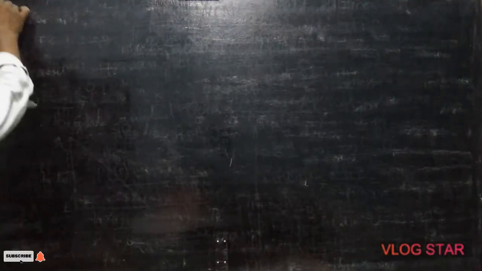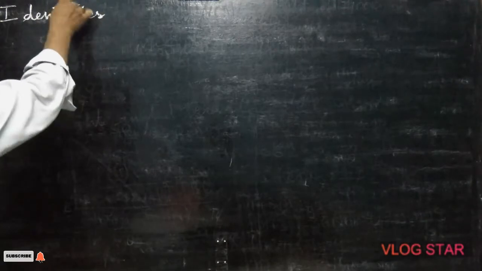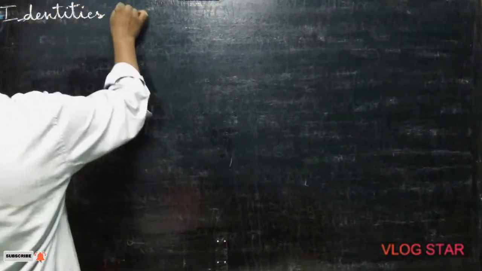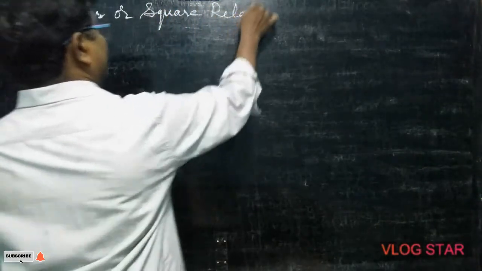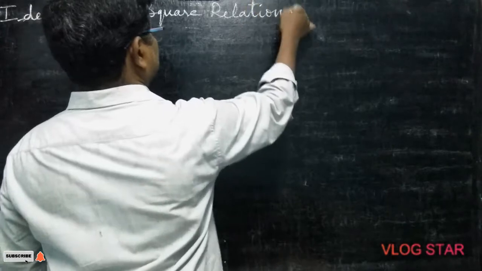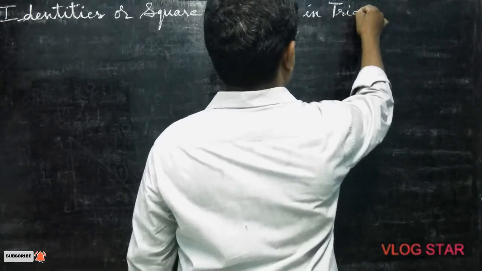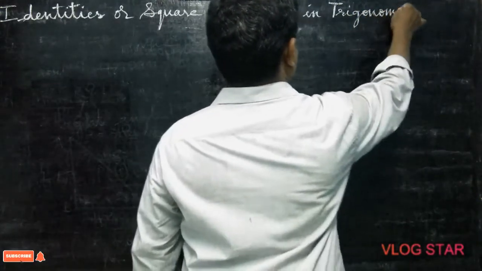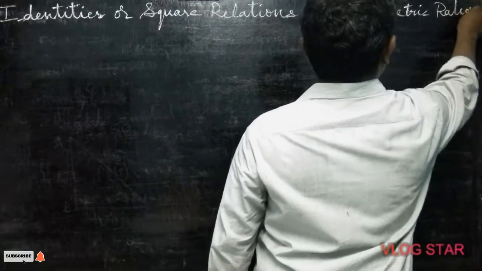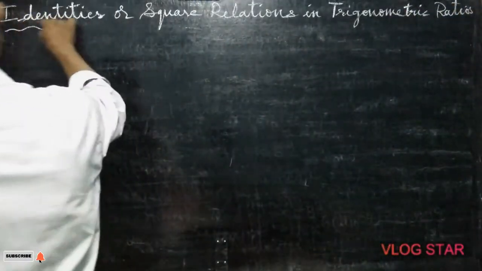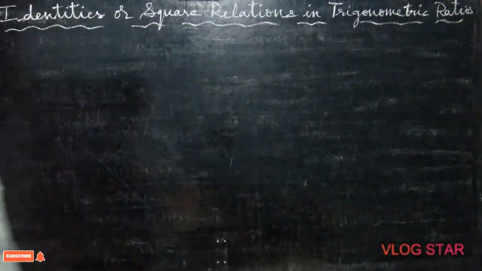Now I am going to teach you identities, or we can call them square relations in trigonometric ratios. Are you able to follow? So identities. There are 3 identities.